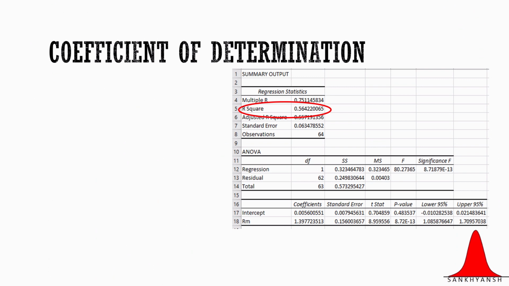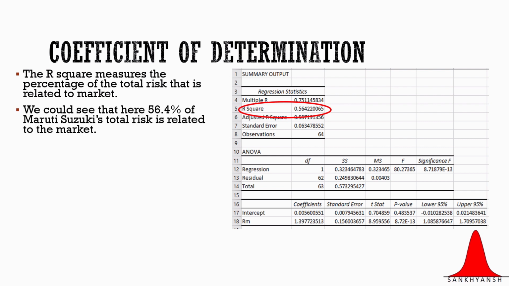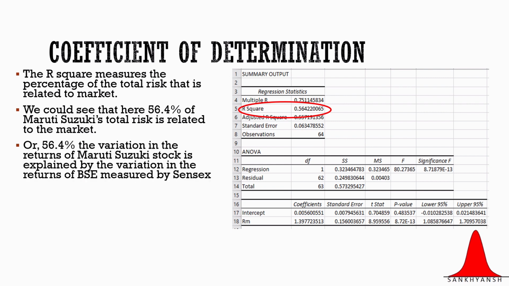The second measure that we are particularly interested into is coefficient of determination. So this R square, what it measures? It measures the percentage of total risk that is related to the market. So you could see that R square is 0.564, or in other words, what we can say is 56.4% of the variations in the return of Maruti Suzuki stock is explained by the variations in the return of Bombay Stock Exchange measured by Sensex.